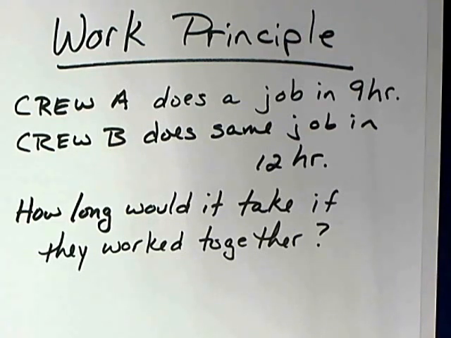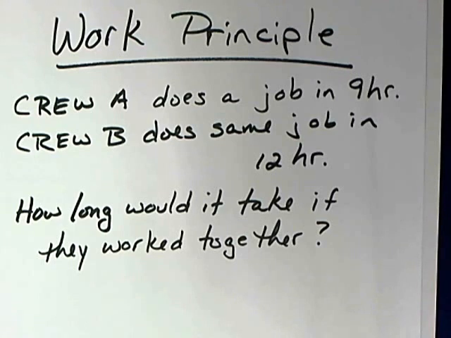An application to solving rational equations is called the work principle. It essentially says, if you do some job and I do the same job in 2 different times, how fast would we get it done if we work together? All right, now we have to think about this. Say crew A does a job in 9 hours and crew B does the same job in 12 hours. How long would it take if they worked together?